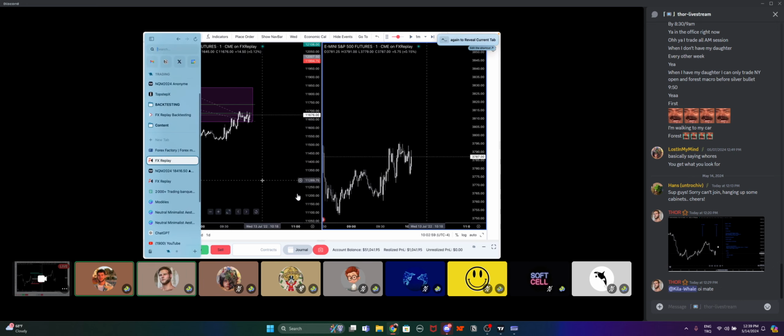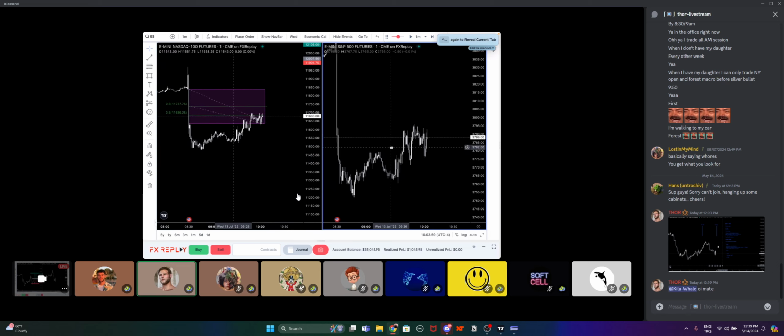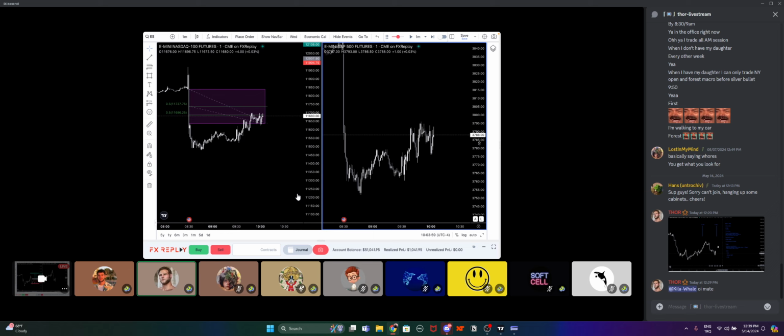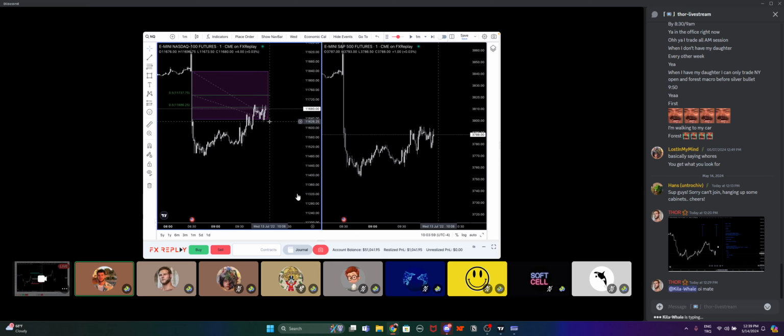I would say two things about this. First of all, there is a potential three drive on the 1 minute on Nasdaq, and if it inverts the fair value gap, I think it's forming another trap.